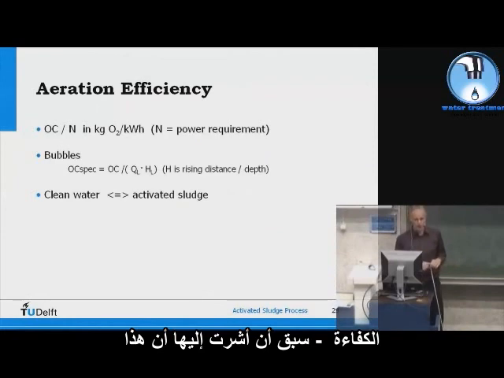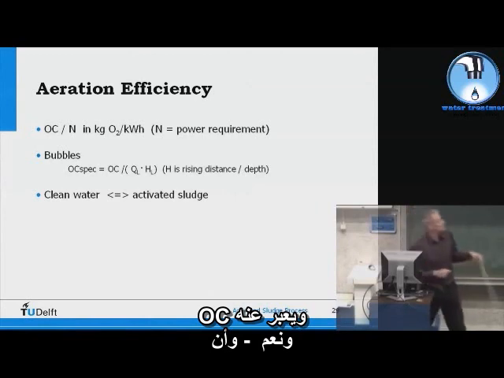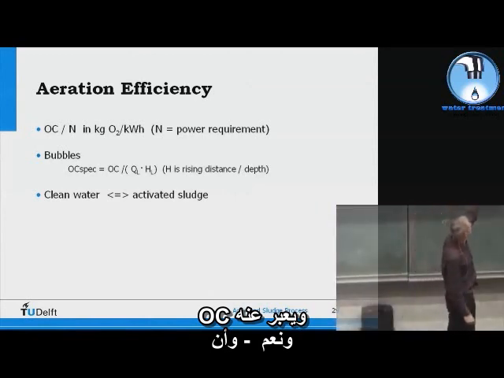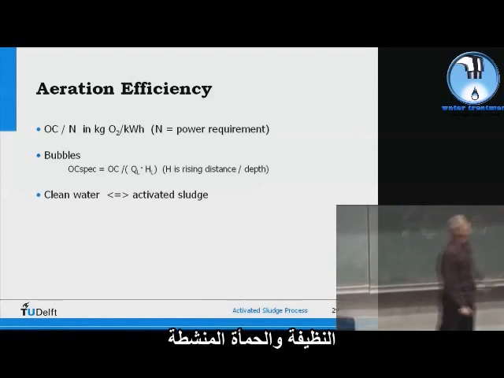The efficiency, I already mentioned that this is expressed in the OC, and that there's a difference between clean water and activated sludge.